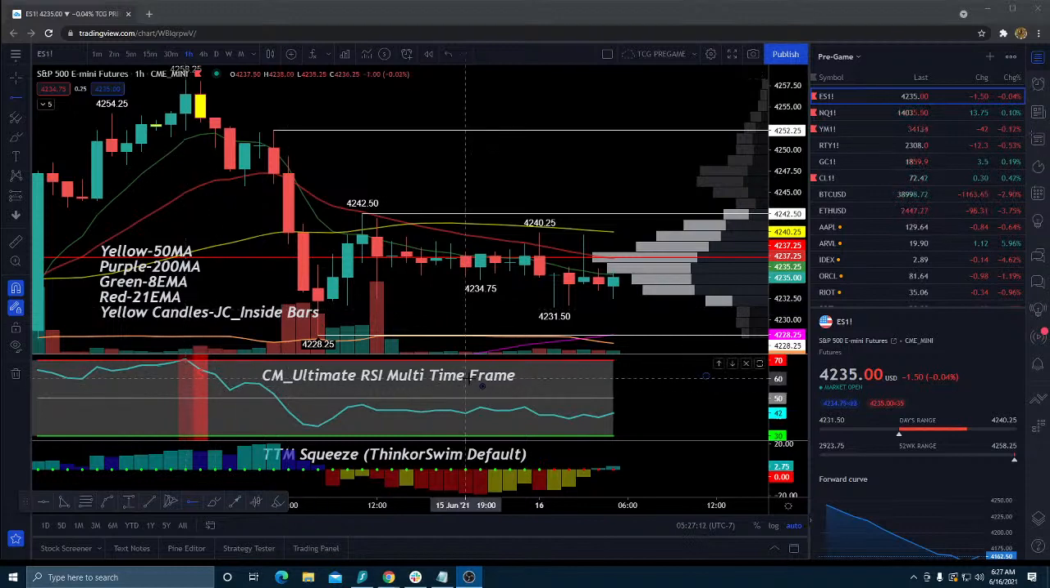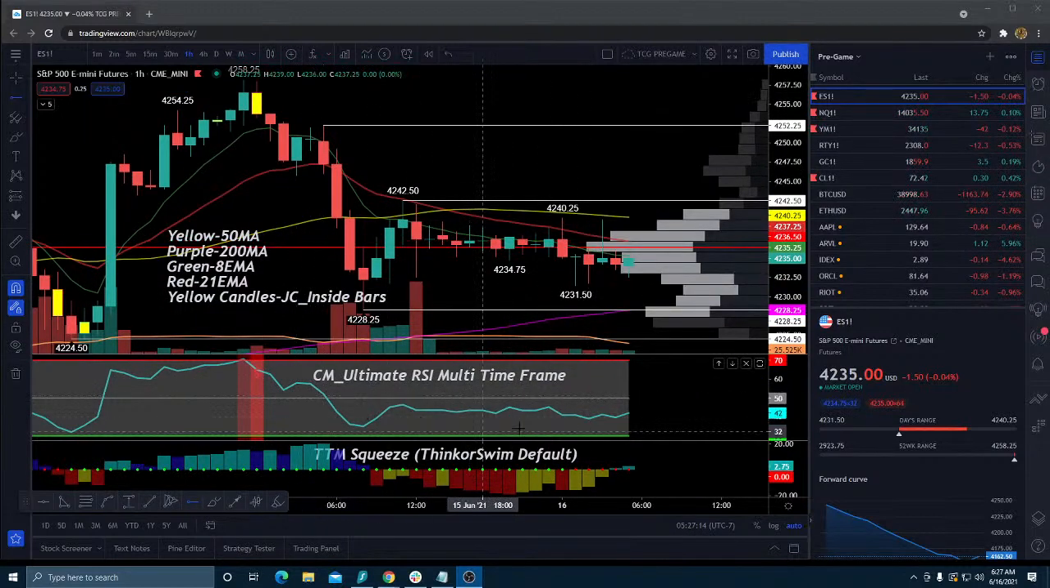I use the CM Ultimate RSI multi-time frame. You can plot multiple time frames, multiple RSI on this panel. Red is overbought, green is oversold, and then I use the TTM squeeze, think or swim default. I'm an options trader. I like to see when there is pressure building in some type of setup, a price move to the upside or to the downside. Ross Turek, it is called JC Inside Bars, JC underscore Inside Bars on TradingView.